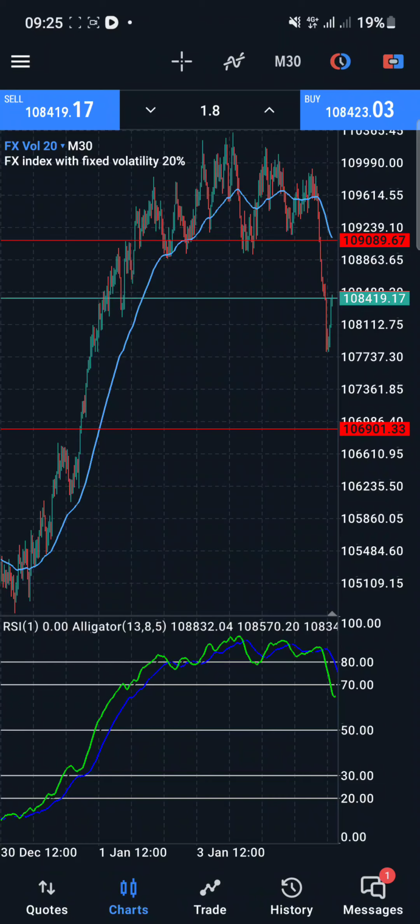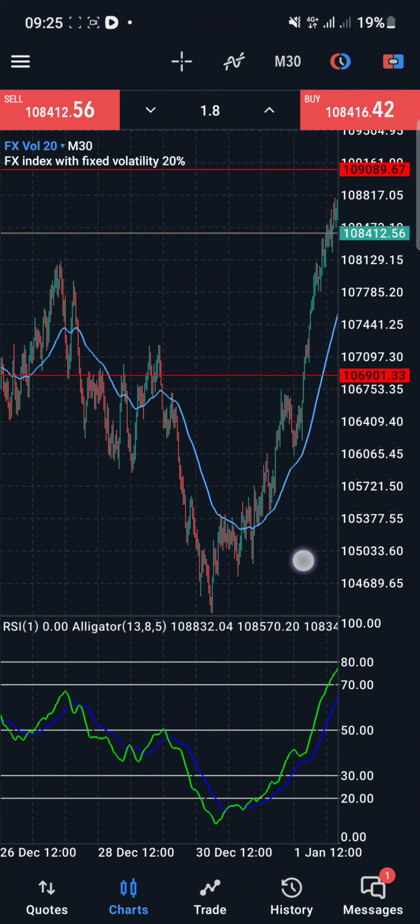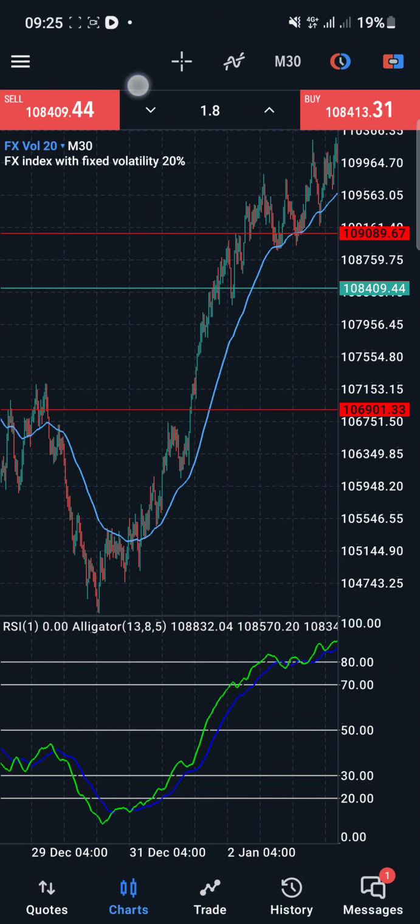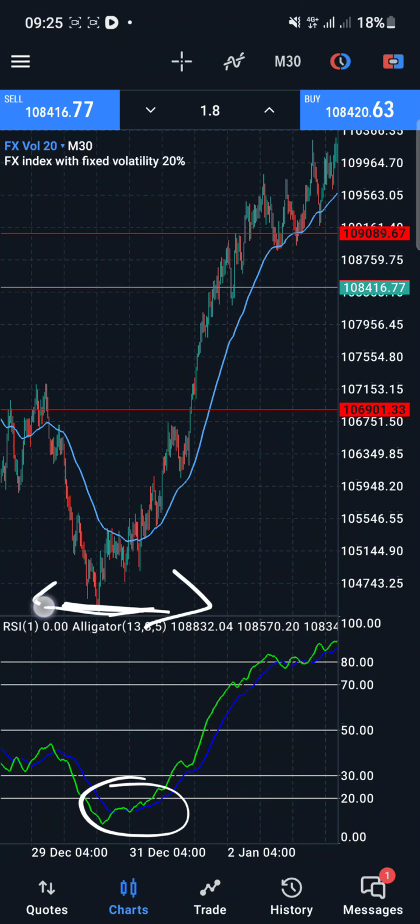Actually, I've been on this for a while. It all started from this support zone. It was unable to break out from here because this shows that it has oversold already, so we are most likely to have an uptrend, but that is if it does not break out from here. And as you can see, it didn't break out. And check out the market structure which it gave us, and of course that really went well.